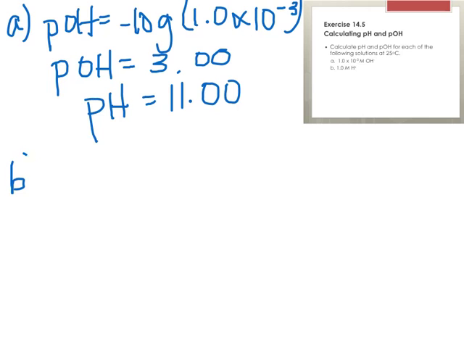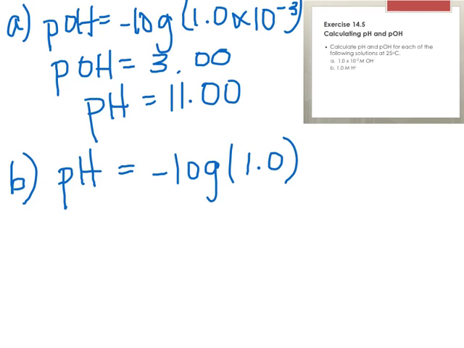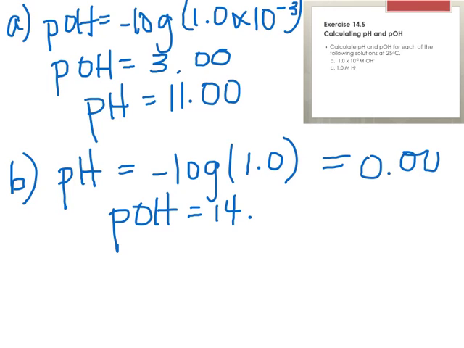Okay, let's try part B. Since I'm given the hydrogen ion concentration, this time I'm going to find pH. And that's the negative log of 1.0. If you do that in your calculator, you should get that the pH is 0. And the pOH then is 14.00.